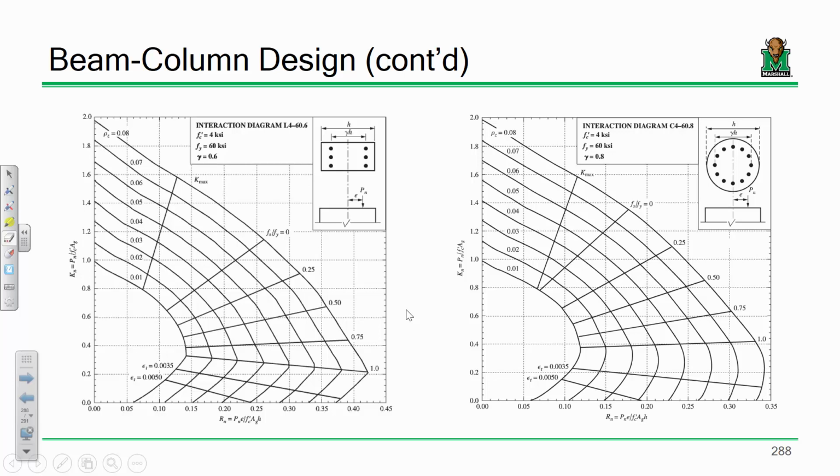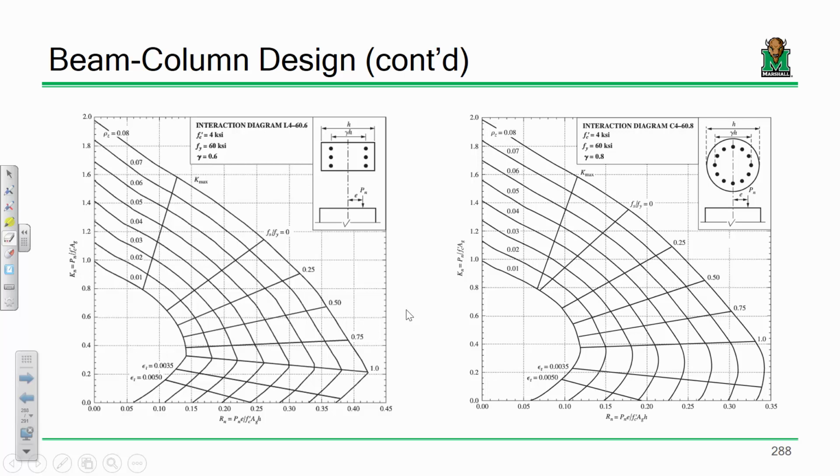Let's see if we can Sherlock Holmes this and figure out what you think the 4 and the 60 correspond to. I'll get to it. I promise. Let's take this one step at a time. What does the 4 and the 60 stand for? Fc prime and fy. So right off the bat, that tells you what material strengths these charts are valid for.